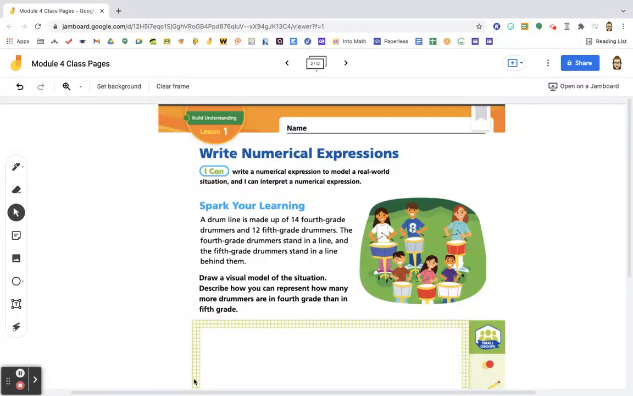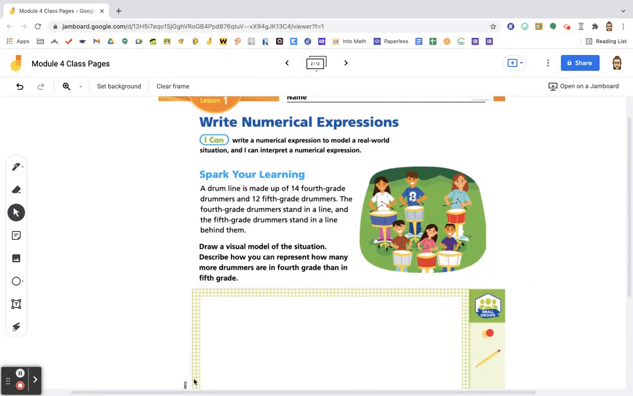Hello, my mathematicians. Today we are going to be looking at lesson 4.1, which is called Write Numerical Expressions. And hopefully, by the end of this lesson, you'll be able to write a numerical expression to model a real-world situation and interpret a numerical expression. So let's look at Spark Your Learning.